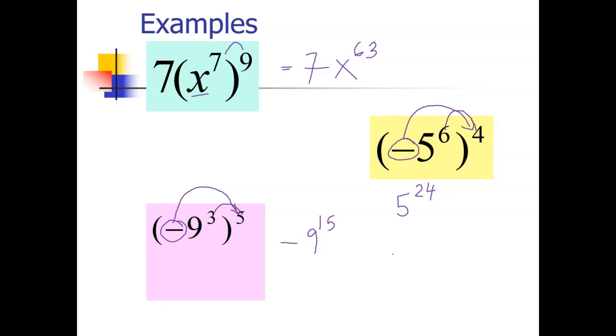So this is our first power rule. When you have a base and a power, which is again raised to a power, you will simply multiply those two powers.